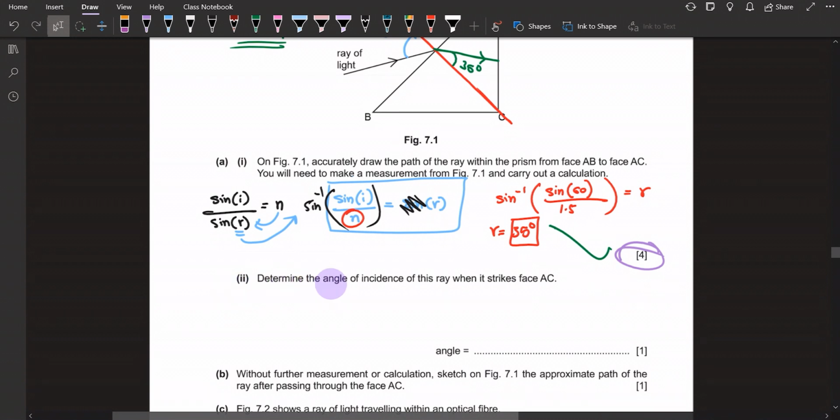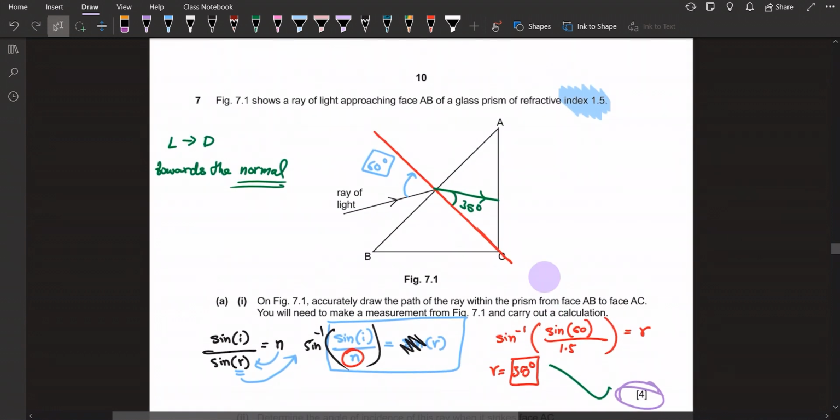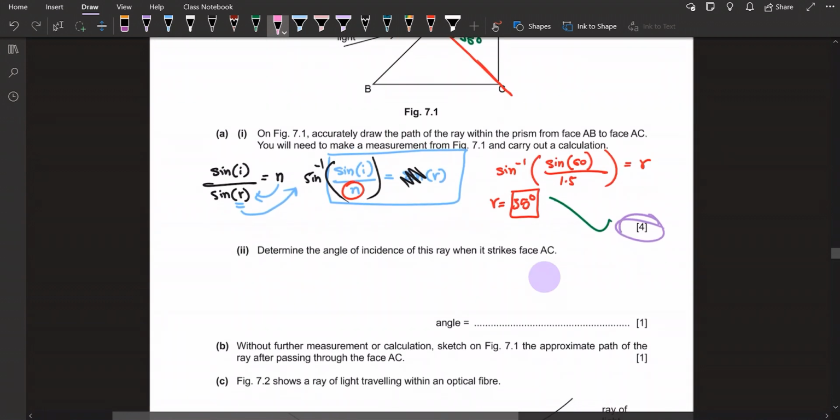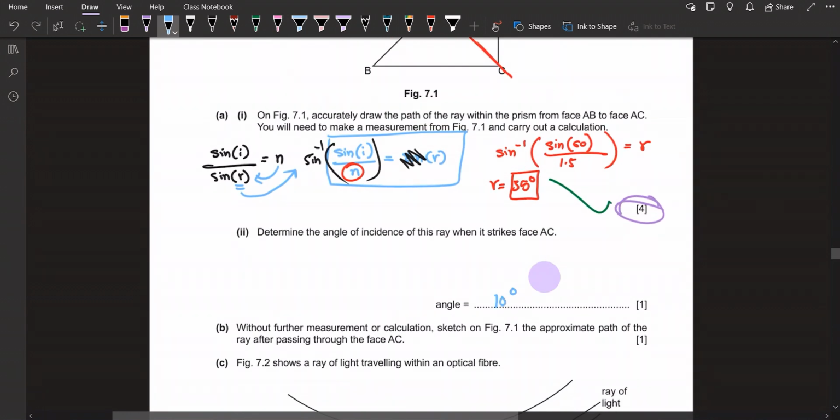So part 2 says determine the angle of incidence of the ray when the light strikes face AC. So for this, what we have to do is draw a normal line again, which is going to be like this, and we have to find this angle, and this is approximately 10. So we can write our answer as 10 degrees, and we get 1 mark for this.